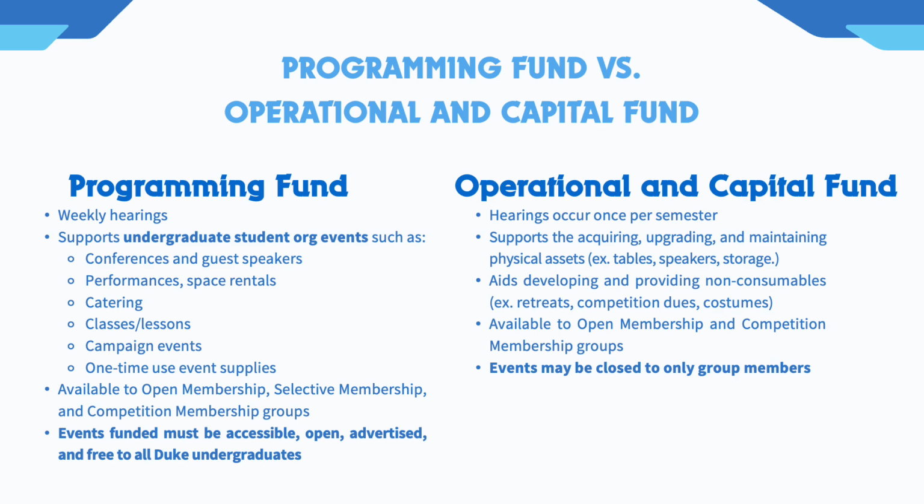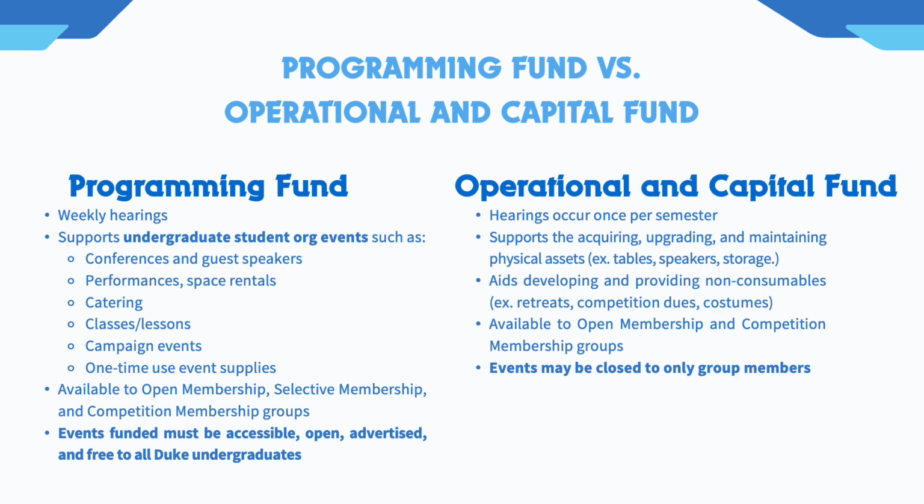Next, let's discuss the differences between the Programming Fund and the Operational and Capital Fund. The Programming Fund has weekly hearings and supports undergraduate student organization events such as on-campus conferences and guest speakers, performances and space rentals, catering, and much more. This fund is open to groups with open membership, selective membership, and competition membership. These events must be accessible, open, advertised, and free to all Duke undergraduates. Failure to meet these requirements will result in no funding.